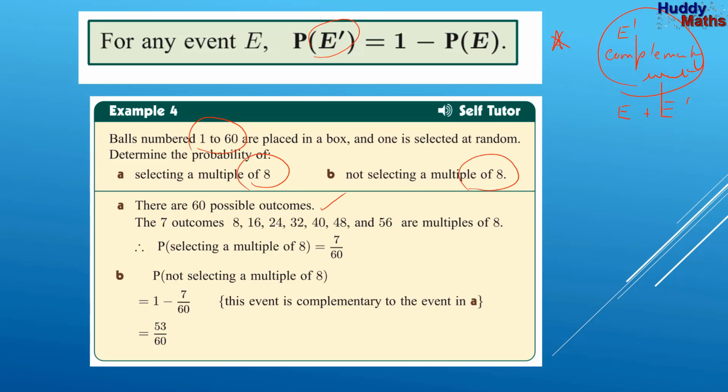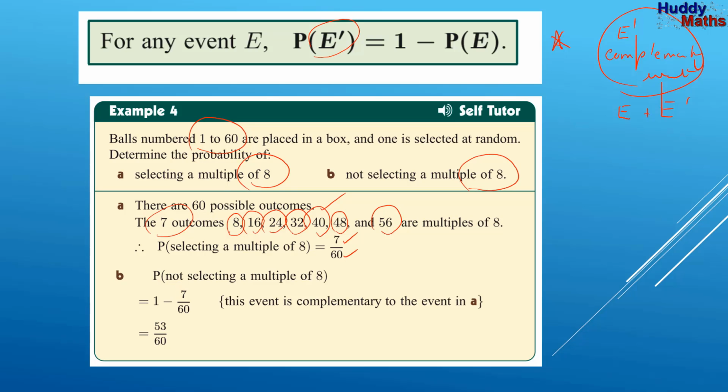What outcomes are multiples of 8? 1 times 8 is 8. 2 times 8 is 16. 3 times 8 is 24. 4 times 8 is 32. 5 times 8, 6 times 8, 7 times 8. 8 times 8 is too big. So there we have 7 multiples. So the chance of a multiple of 8 is 7 out of 60.